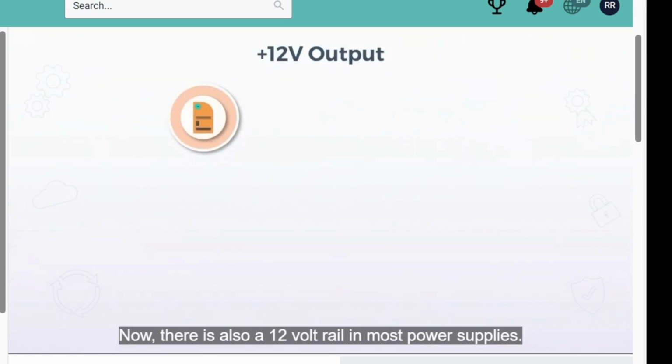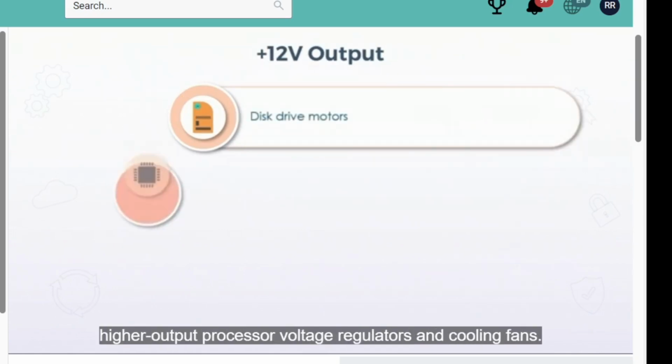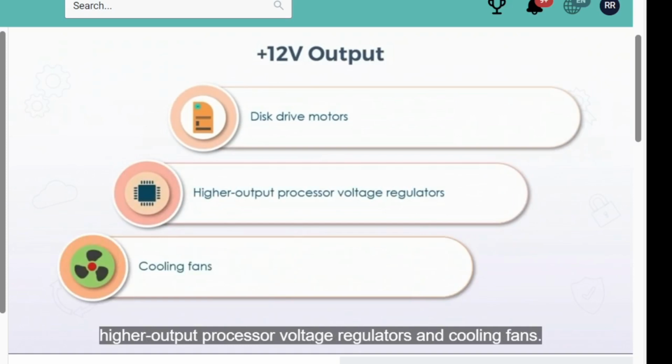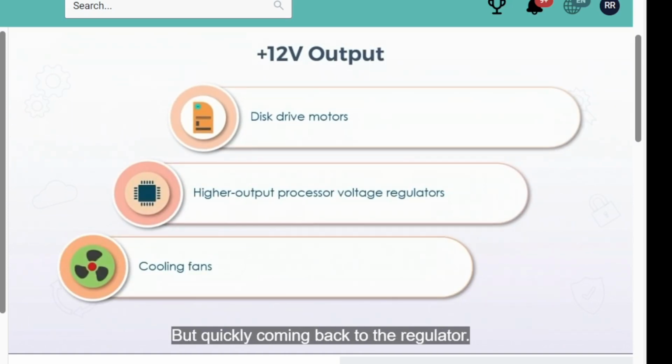Now, there is also a 12 volt rail in most power supplies, and again, this is typically used for disk drive motors, higher output processor voltage regulators, and cooling fans. So quite simply, anything that requires more power. But quickly coming back to the regulator, again, this would just be something that still requires very steady levels of power, but at a much higher level than either the 5 volt or the 3 volt rail can provide.